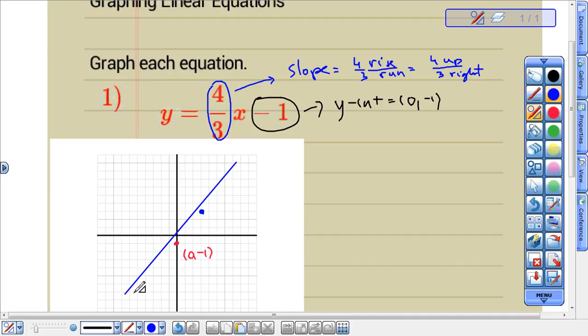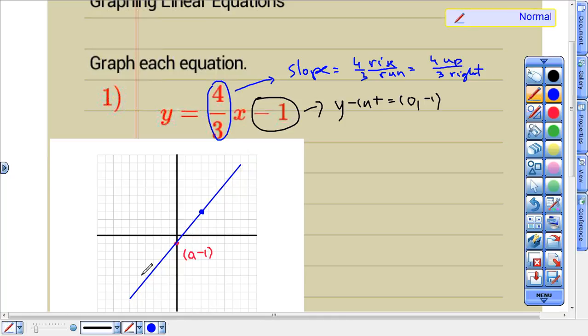And after this we will just connect these 2 points with a straight line. And that is the graph of the equation y equals 4 divided by 3 x minus 1. So it's very simple. Find the y-intercept, graph it, use the slope to find another point.